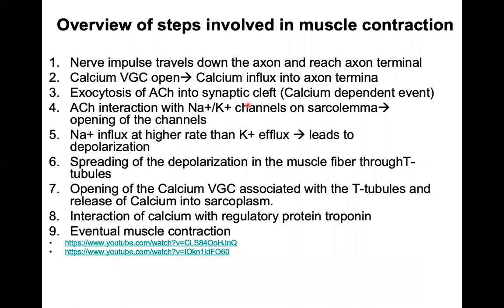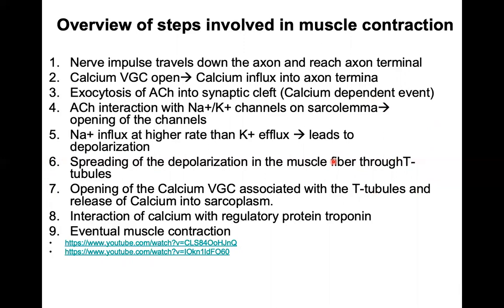Now, ACH binds to your sodium-potassium channels that are present at the sarcolemma. It causes sodium influx to happen at a faster rate compared to your potassium, and that leads to the depolarization. Now, here's the new step. The depolarization wave that is now inside my muscle fiber needs to spread farther throughout my cell. And for that, it uses the T-tubules. Now, T-tubules, again, remember, are the extensions that dip down into my muscle fiber. So basically, that's what is going to allow the depolarization to spread.